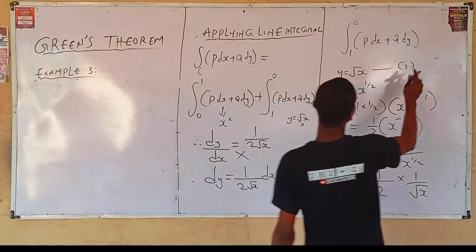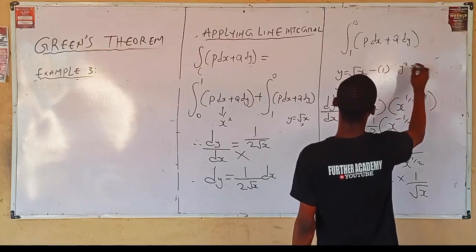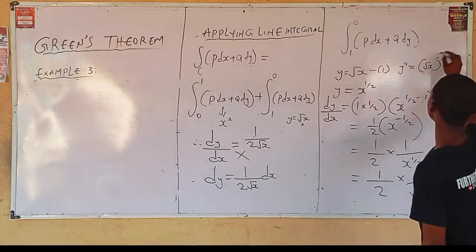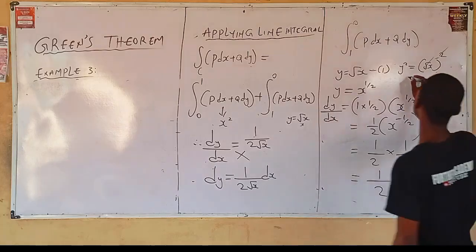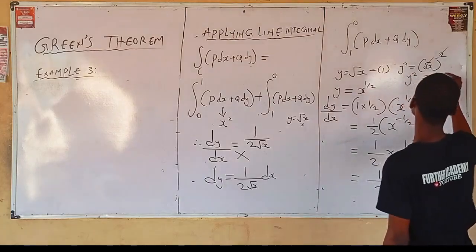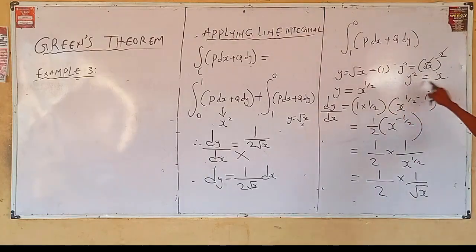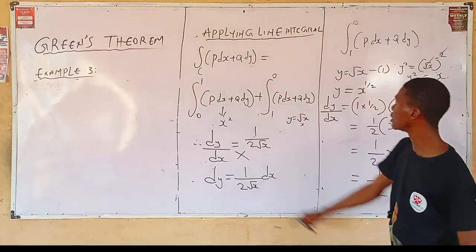So if this is y, then y squared will be what? Take the square of both sides, meaning you're having this. Then of course, the square root will cancel out. What you are saying is that y squared is equal to x. So take note, y is equal to square root of x, y squared is equal to x, dy is equal to 1 over 2 root x dx.